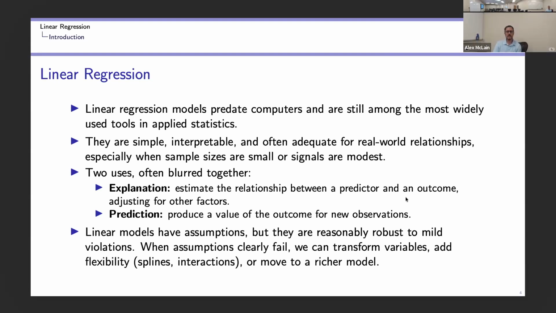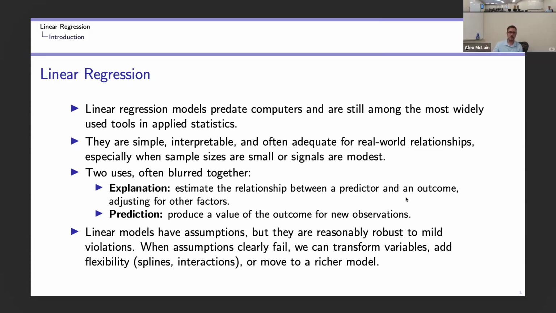The second one is for prediction. So we have some outcomes, we have predictors of this outcome, and we're not interested in any one particular predictor. We're just interested in using that group of predictors to tell us what likely values of the outcome are. So this is the more prediction side of things.